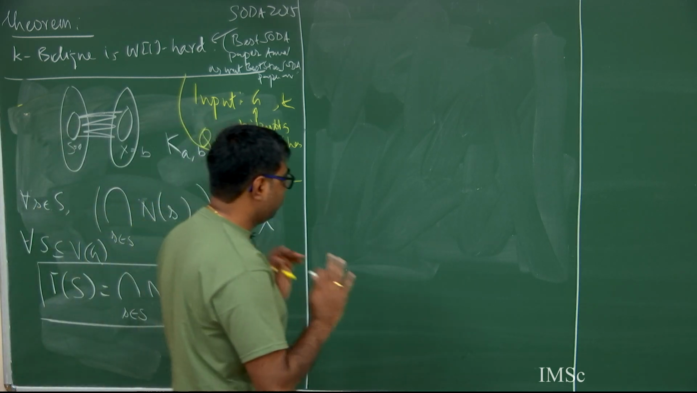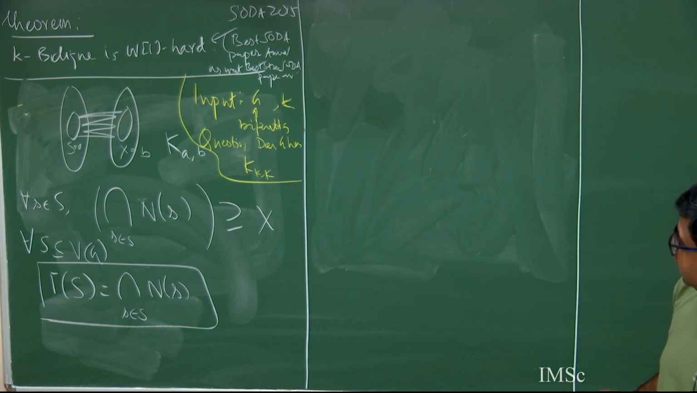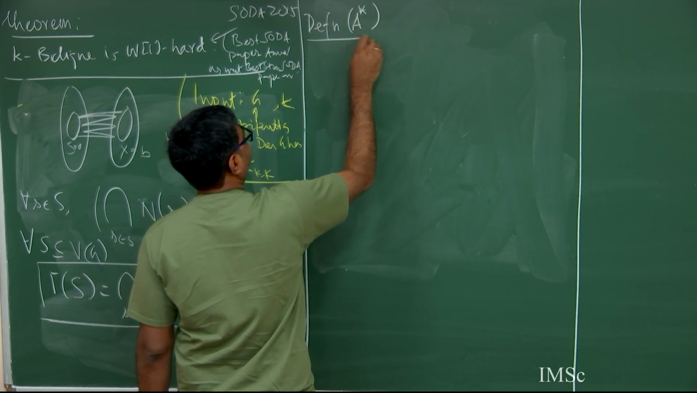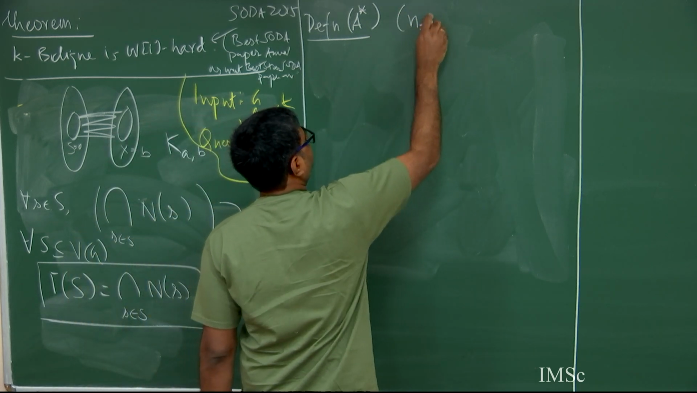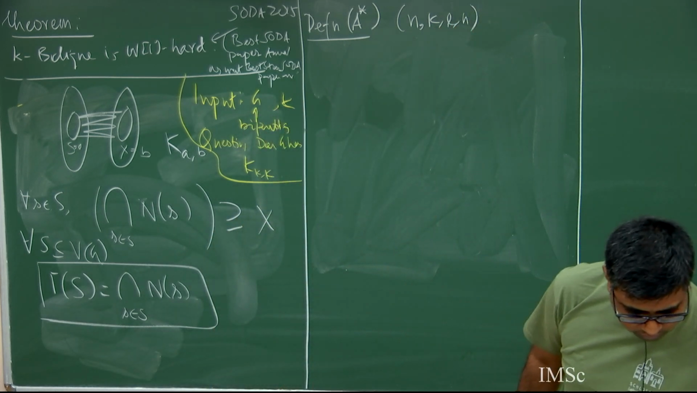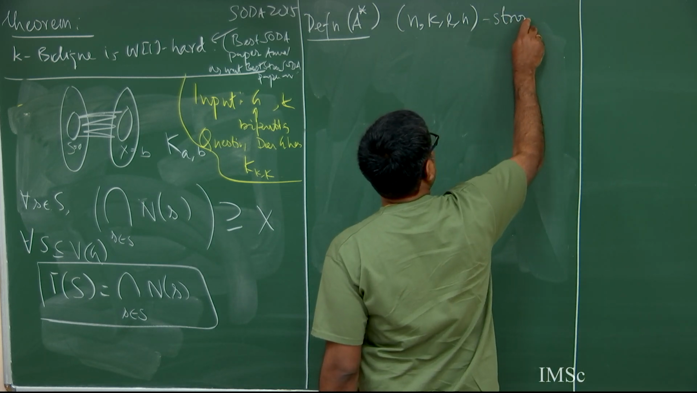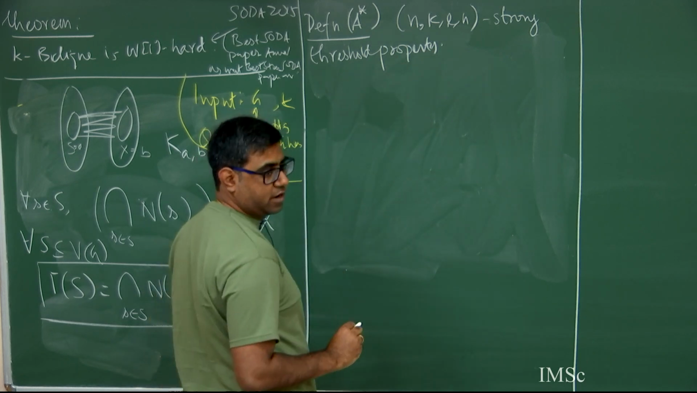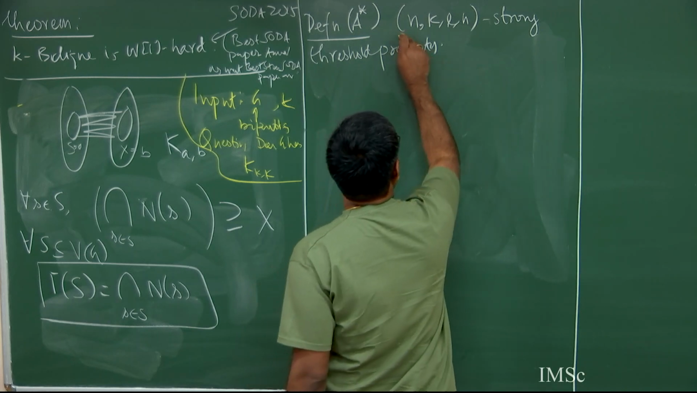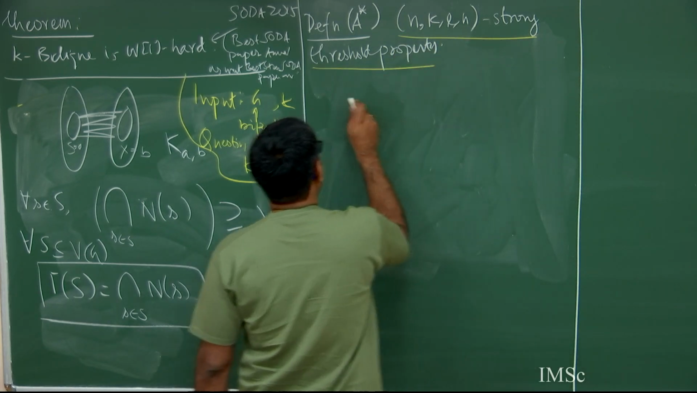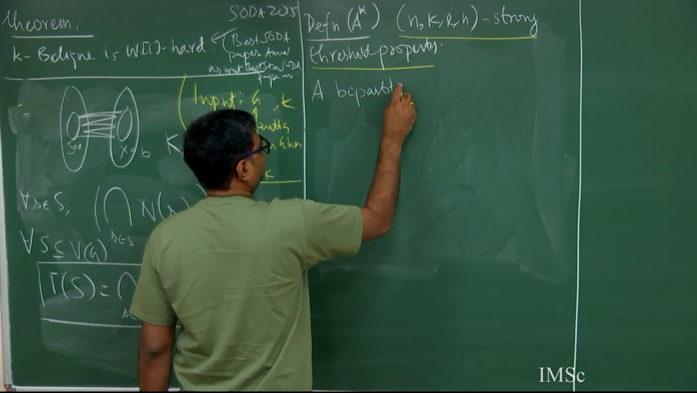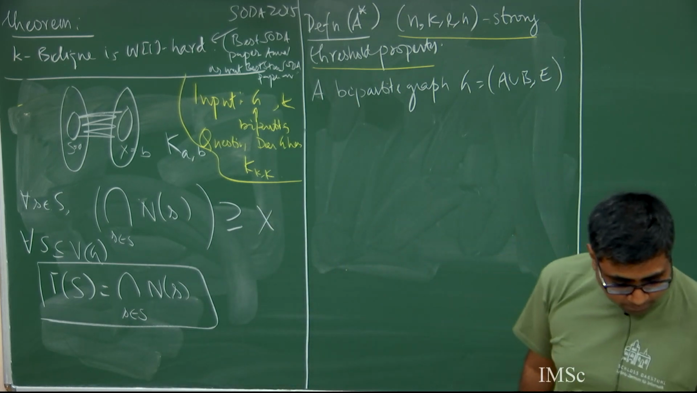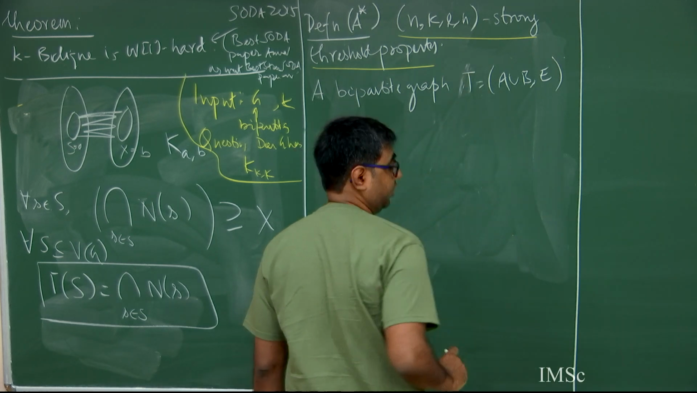Now let me introduce the most important and critical concept, which is definition A star, which I will come back and modify. I'm going to call it the NKLH strong threshold property. So I'm going to define a notion of NKLH strong threshold property. We'll say a bipartite graph G with parts A union B and edges E. Somehow he uses T, so let's stick to T for symbolic reasons.